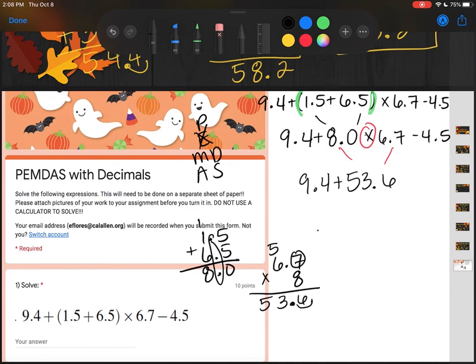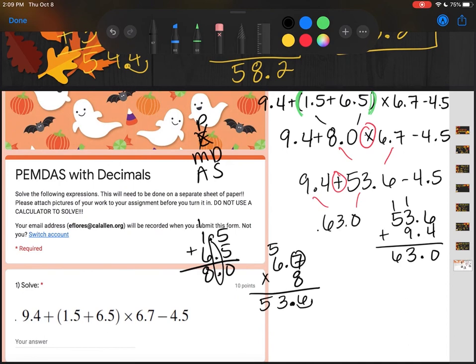So now my problem is 9.4 plus 53.6 minus 4.5. So my final step is to just do my addition and subtraction from left to right. So my first thing I'm going to do is I'm going to add my 9.4 plus 53.6. Well, 53.6 plus 9.4. 10, carry the 1. 13, carry the 1. 6, and I get 63.0.